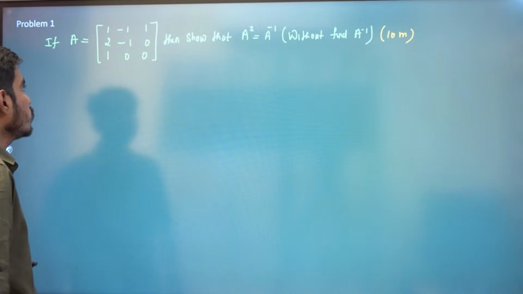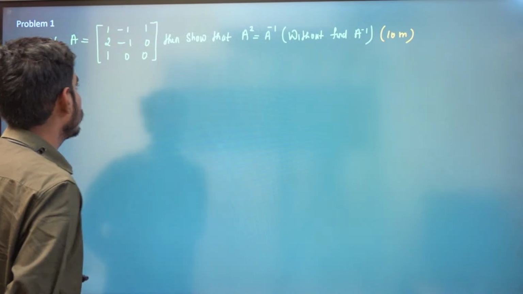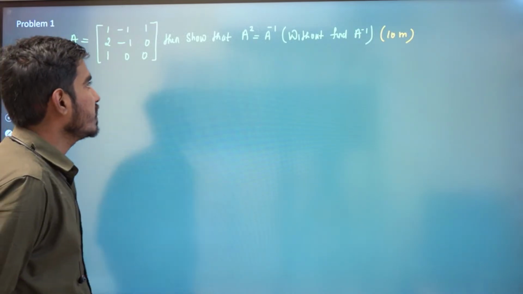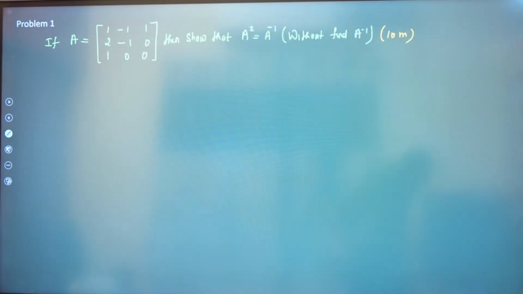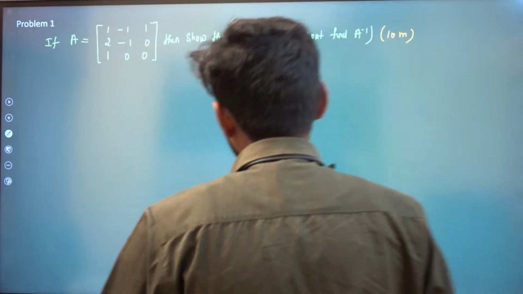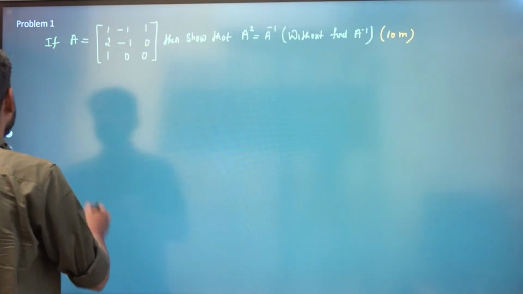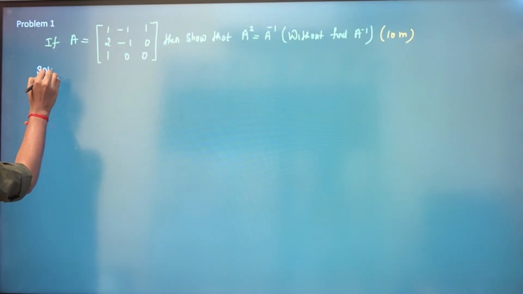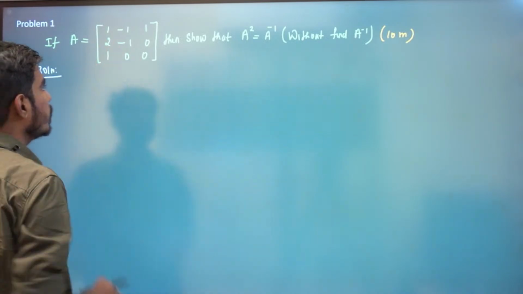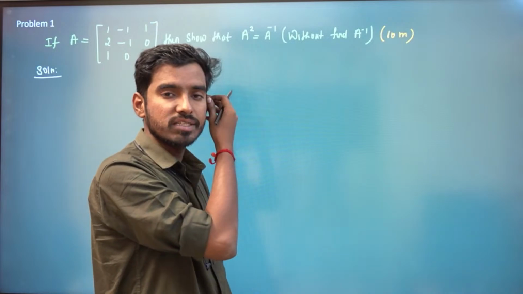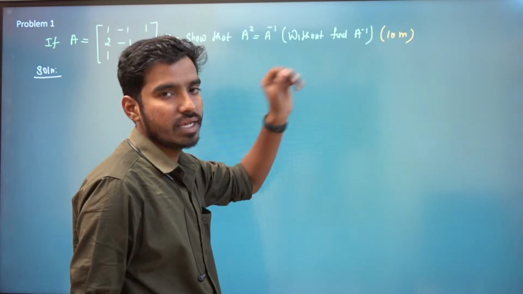If A is equal to [1 -1 1; 2 -1 0; 1 0 0], show that A square is equal to A inverse without finding A inverse. These are just 11th and 12th standard level problems, very simple, so we will do this quickly. There are 7 problems, and we start with the first. They have given that A is a 3 by 3 matrix, and we need to prove A square is equal to A inverse without finding A inverse.